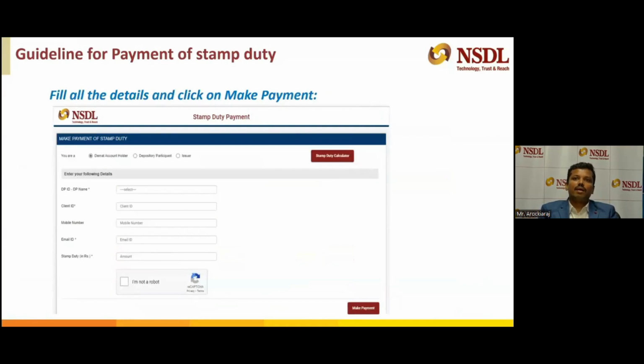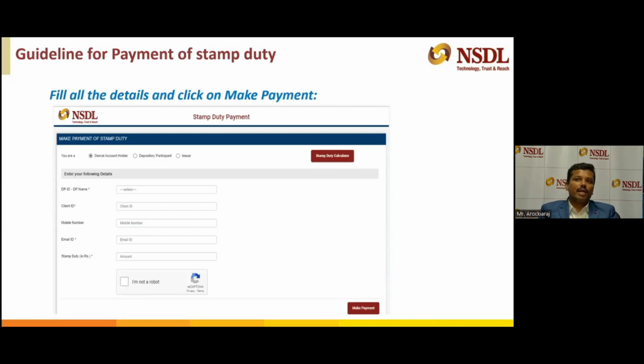Participants, clients or issuers are requested to use the payment gateway link only for the payment of stamp duty and not for any other purposes. Here, there is an option whether the stamp duty is paid by the Demat account holder, the depository participant, or the issuer. In case payment is made by the client, they are required to mention the DPID, client ID, email ID, mobile number, and estimated stamp duty amount details while making the payment.